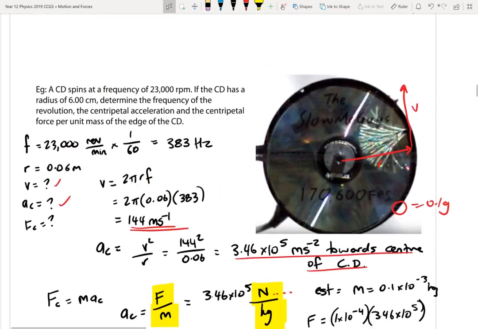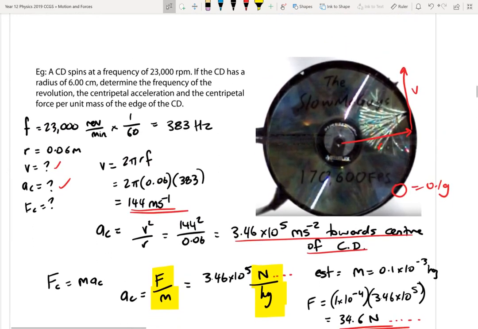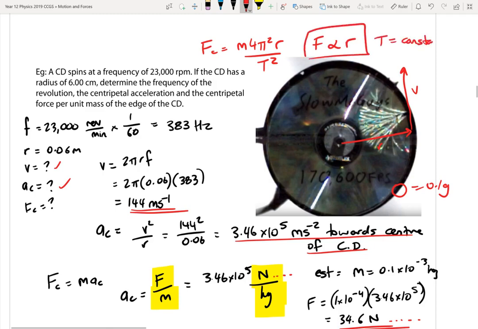If we go back to an equation, I'm just going to write it up here. F centripetal is m 4 pi squared r on t squared. In this case, T is constant. So it doesn't matter if I was to look at a section of disc near the spindle, or a section of disc at the edge, they are both travelling around in the same period. In which case, we can say that force is directly proportional to the distance, because T is constant. In which case, it would be no surprise that it would break at the edge of the disc.